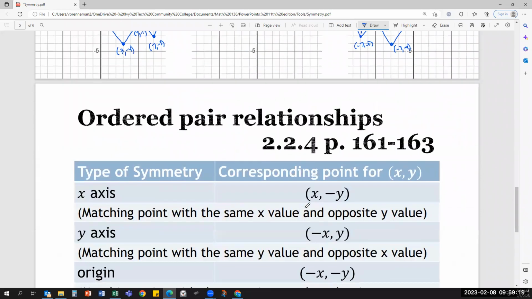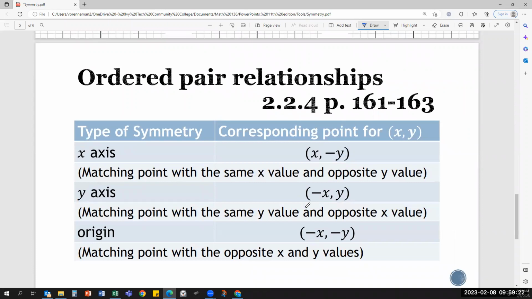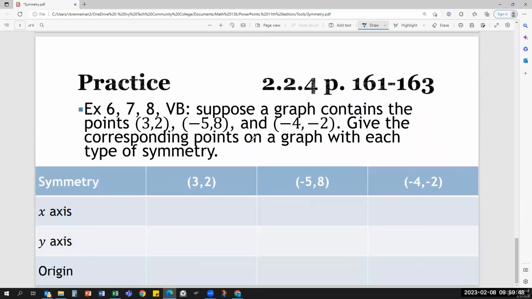And then, so I already kind of talked about this, the corresponding points. If it's symmetric with respect to the x-axis, then whatever point you have, you're going to have another point with the same x value and opposite y value. Symmetry with respect to the y-axis, we'll have points with the same y value with opposite x values. Every point will have its matching point with that. And for the origin, every point will have a corresponding point with opposite x and opposite y. So we can tell then, without even having the graph, if I know the graph has this point and it has this type of symmetry, what other point does it have to have?